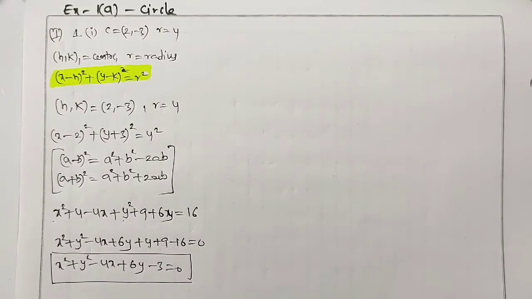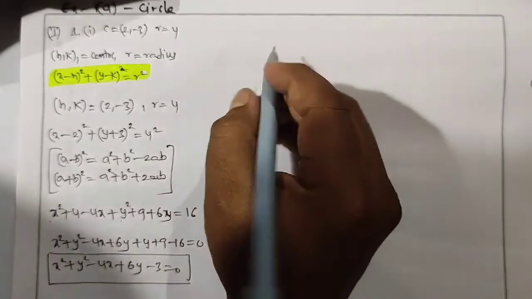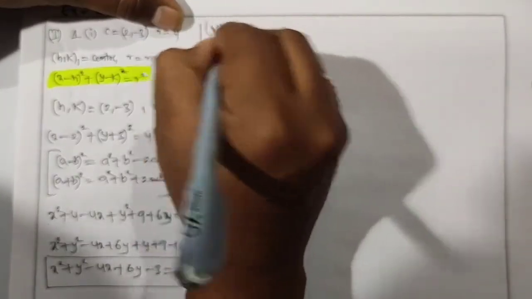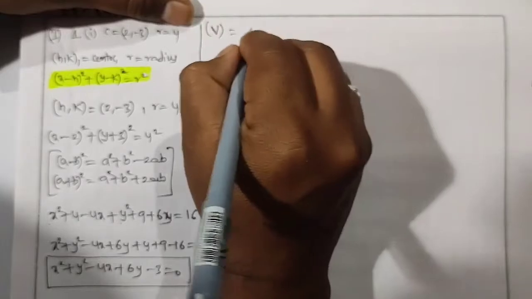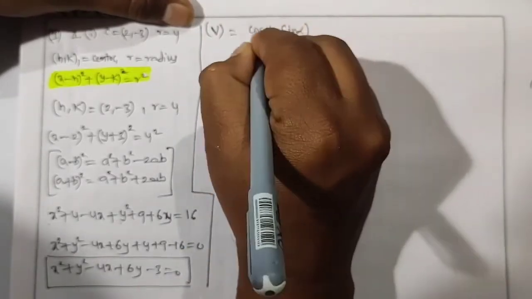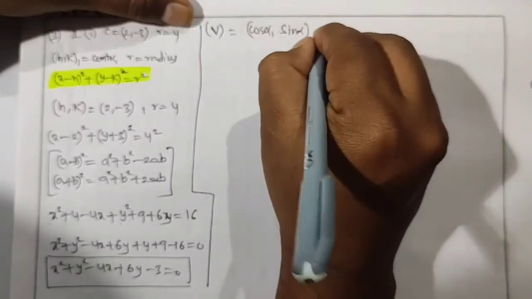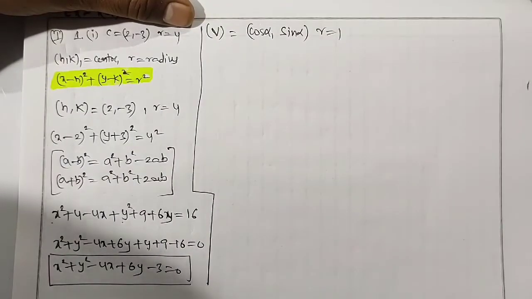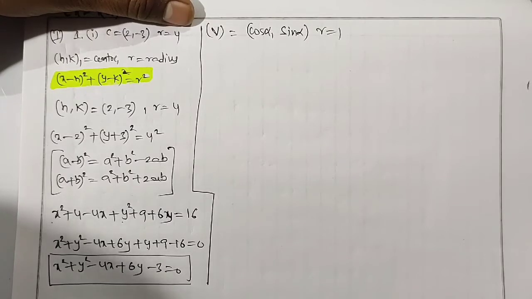So this is the first question. This is one of the important questions for 2 marks, and question number fifth is also important in the first bit. Let's check that here. The fifth one is: center is cos alpha comma sin alpha, and the radius given is 1. We have to write these values in the formula.